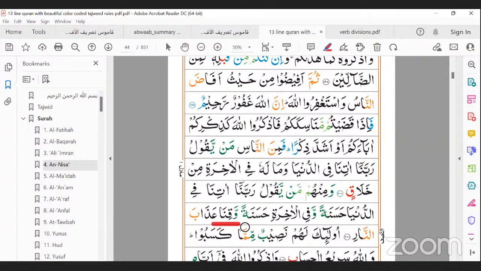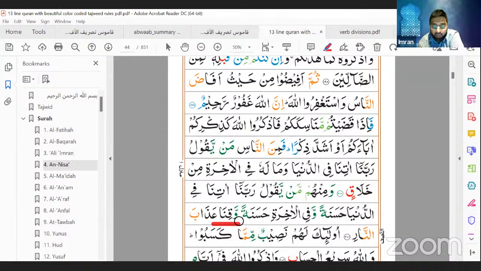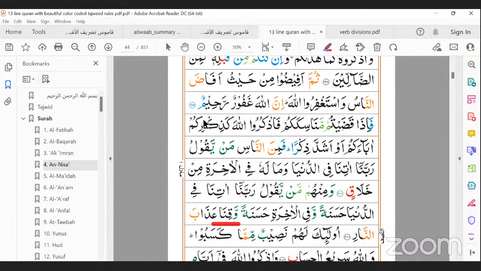Wa, I'll help you with one thing. Wa means "and" here. If you look at the noon and the alif, because the noon has a fatha, that's why the alif comes there, for convenience of reading. I think you explained that.